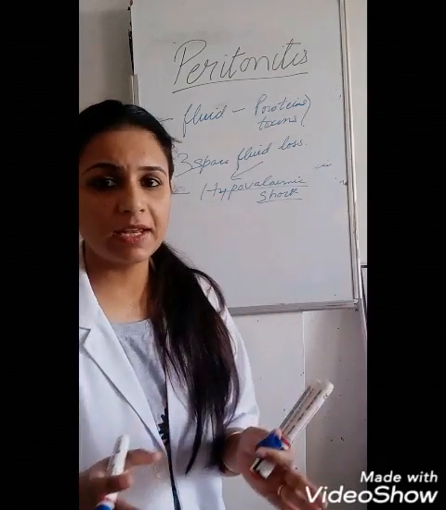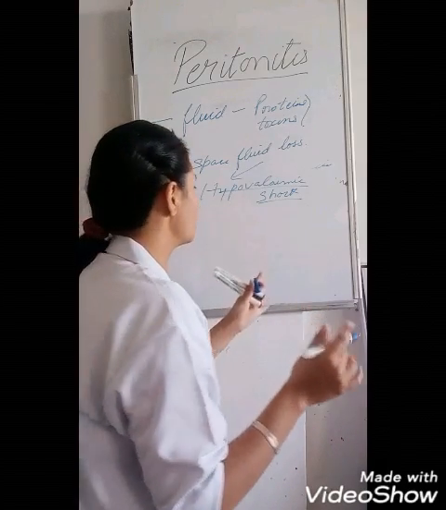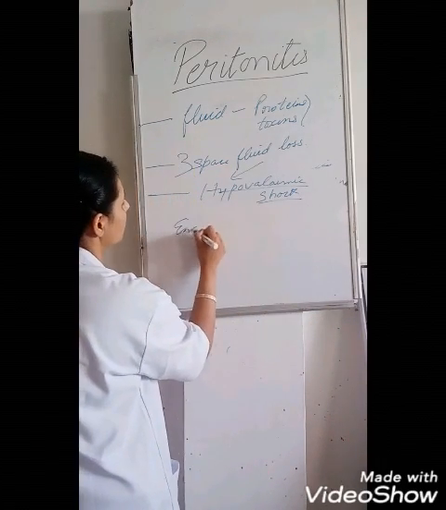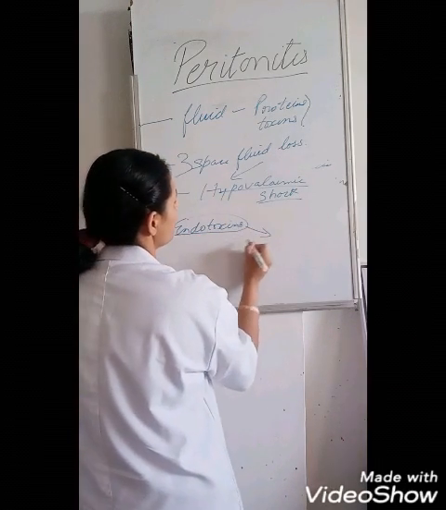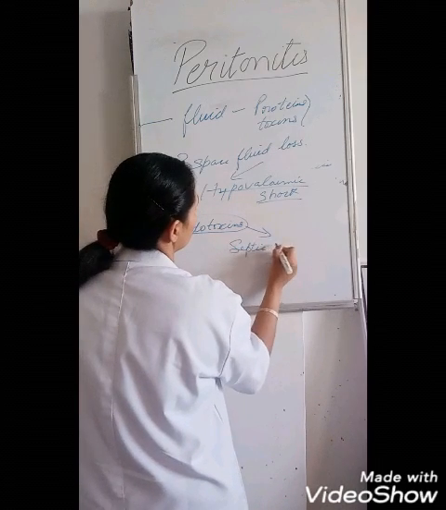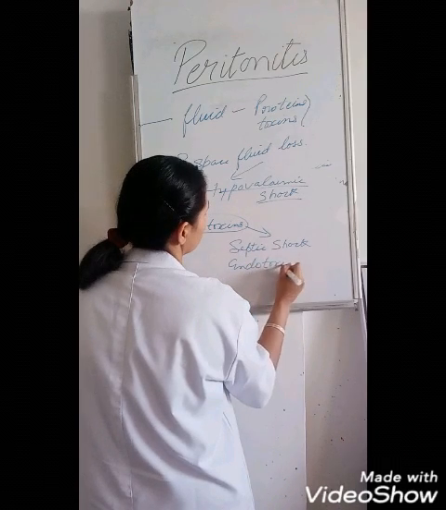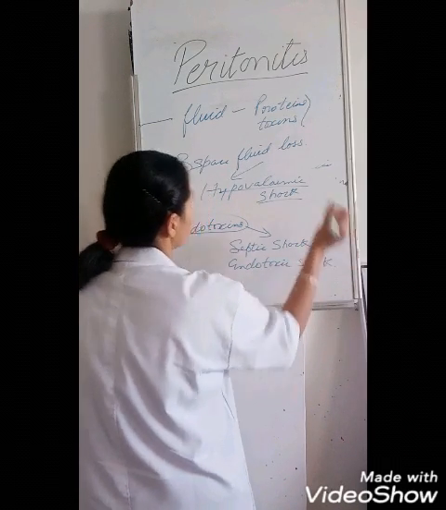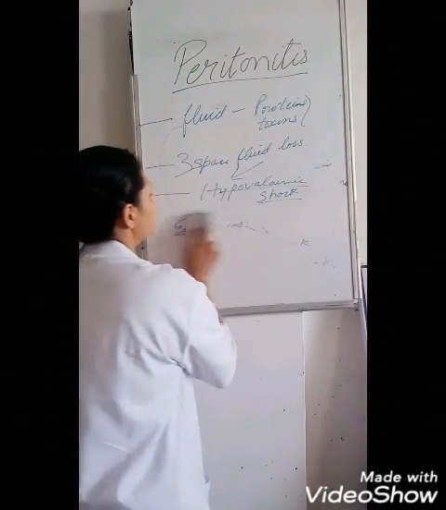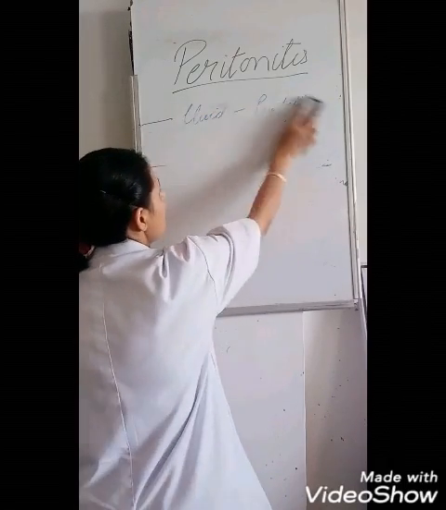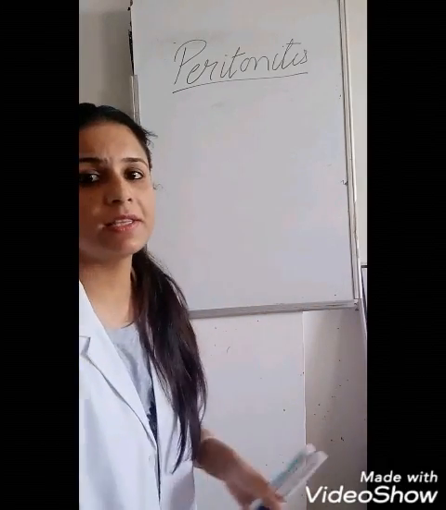And the bacteria secrete endotoxins. The endotoxins secreted from the bacteria will cause septic shock or endotoxic shock. So this is the pathology: how the third space volume gets depleted and hypovolemic shock occurs, and the bacteria secrete endotoxins that result in septic shock.